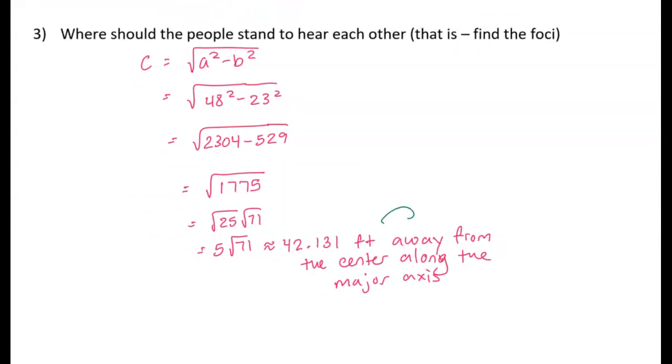Any questions on these problems? Again, they are going to show up for you on important pieces of paper. 1 and 3.